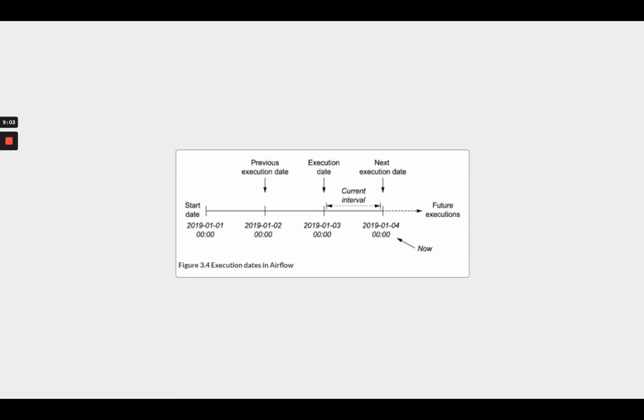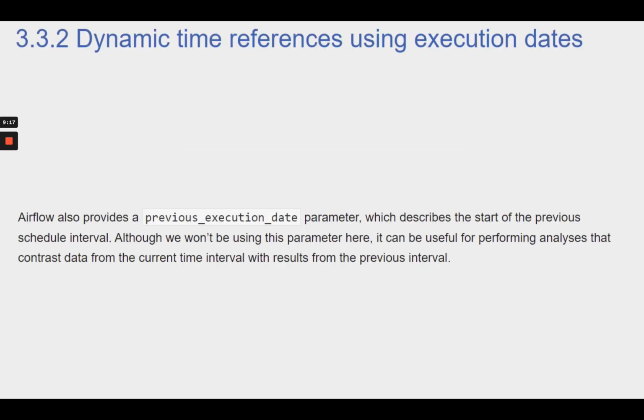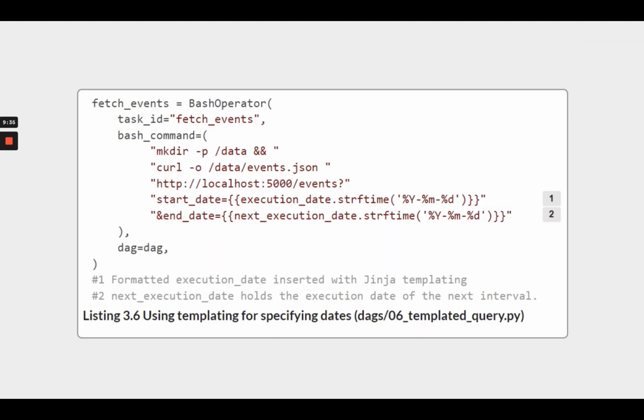The end time of the schedule interval is indicated by another parameter called the next_execution_date. Together, these dates define the entire length of a task's schedule interval, figure 3.4. Airflow also provides a previous_execution_date parameter, which describes the start of the previous schedule interval. Although we won't be using this parameter here, it can be useful for performing analyses that contrast data from the current time interval with results from the previous interval.